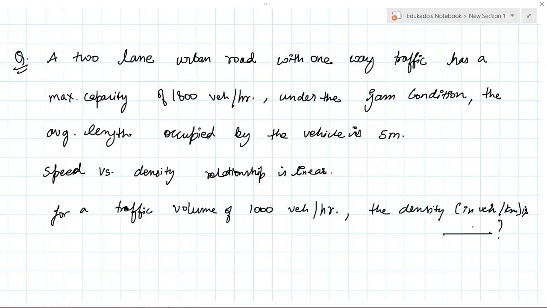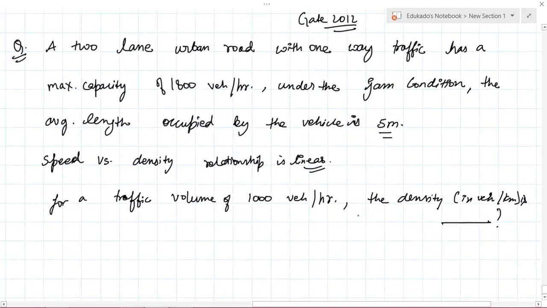So this question also came in GATE 2012. In this question, a two-lane urban road with one-way traffic has a maximum capacity of 1800 vehicles per hour. Under the jam condition, the average length occupied by a vehicle is 5 meters. The speed versus density relationship is linear. For a traffic volume of this, you have to find the density.